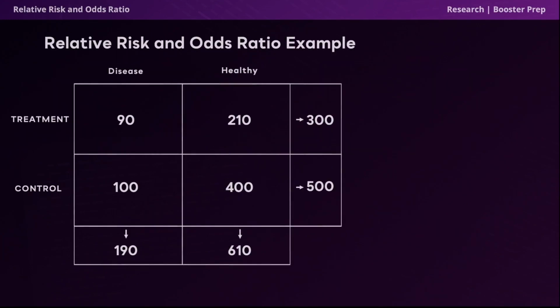Now I understand that none of this makes much sense until we do a practice problem together. So let's go ahead and take a look at this example here. In this case, the risk of the treatment group is the number of people in the treatment group who have the disease divided by the total number of people in the treatment group.